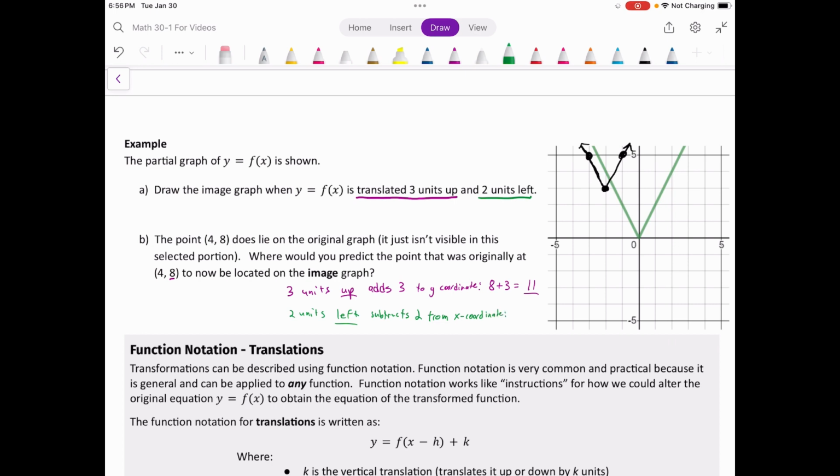So, like we said, if it was at 4, it's now at 2. So where is the image point? Where is the image point? It's going to be at 2, 11. There we go. That's where that image point will be without even having to graph it.